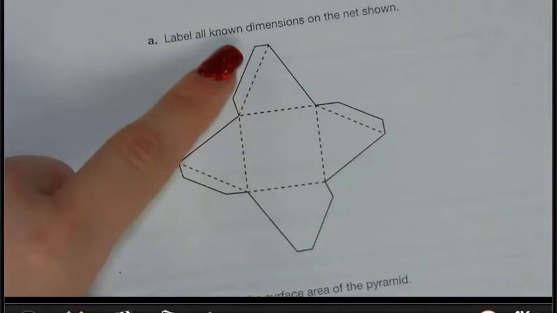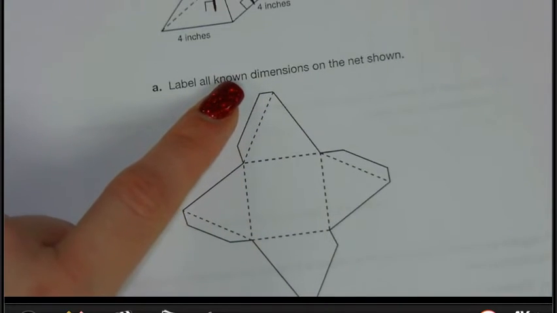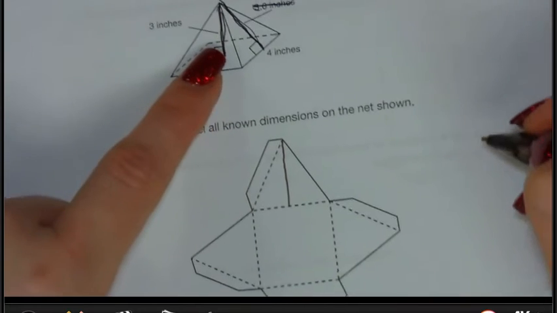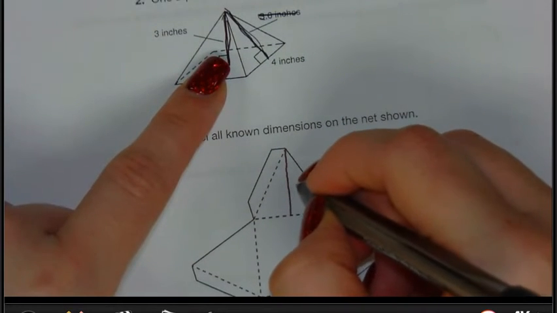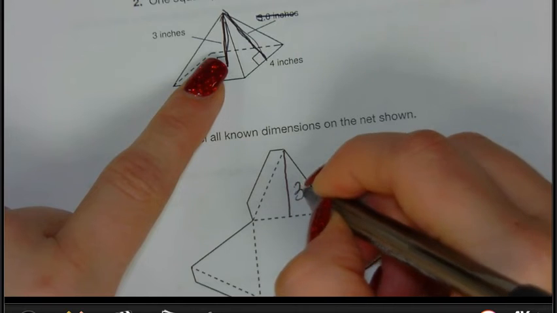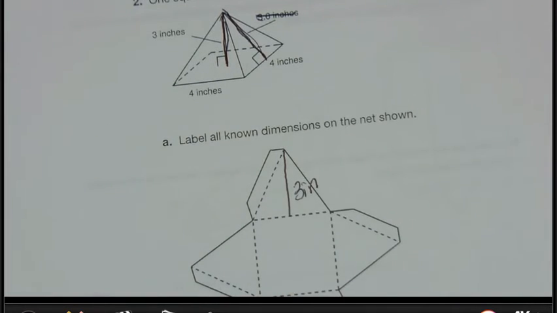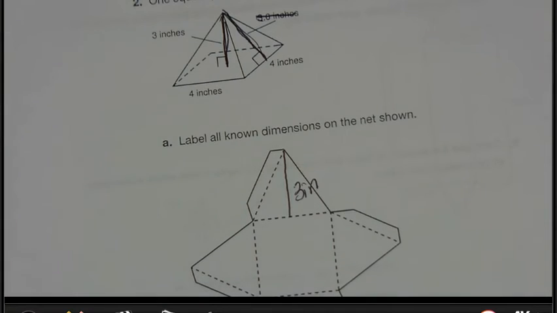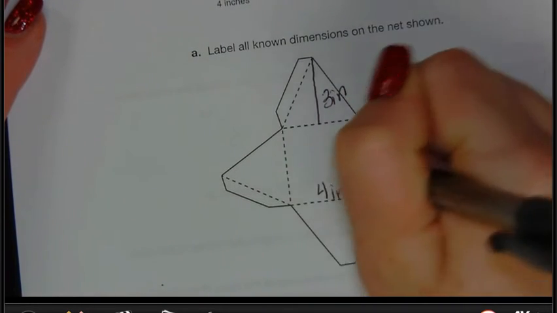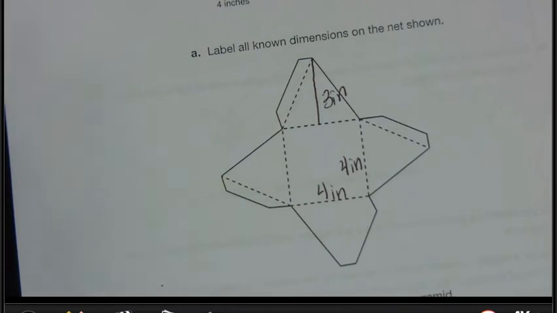Okay, so we need to label all known dimensions of my net. Well, I know the height of my triangle is going to be 3 inches. Okay, the height of my triangle is 3 inches. And I know that each side is 4 inches.